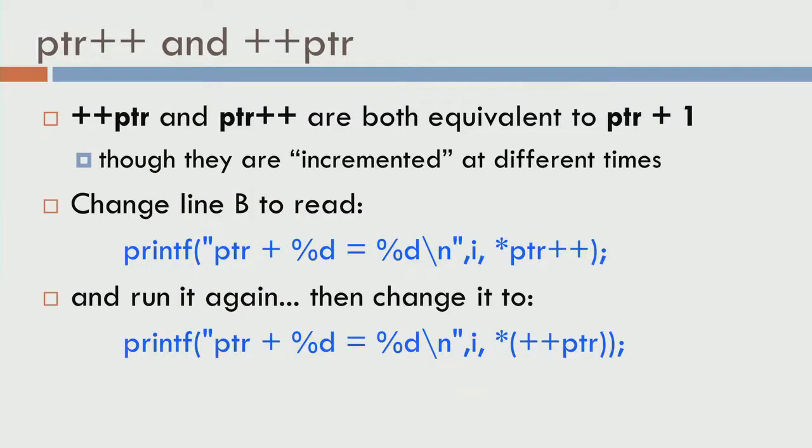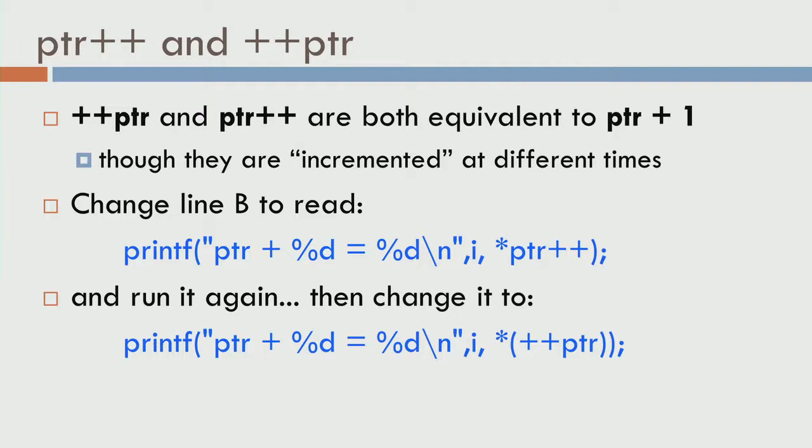I want to use it to illustrate something now. Both plus plus PTR and PTR plus plus are actually equivalent to saying PTR plus 1, right. You are incrementing PTR by 1, though at different times. So, there is a difference between saying plus plus PTR and PTR plus plus. Plus plus PTR is called the pre-increment operator. It means increment the value of PTR and then use it, and PTR plus plus is the post increment operator, use the current value of PTR and then later increment the value of PTR.